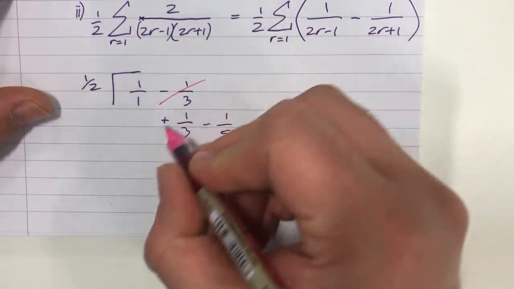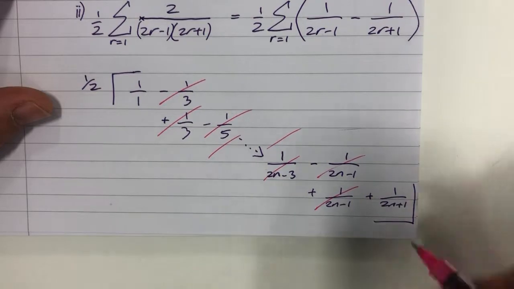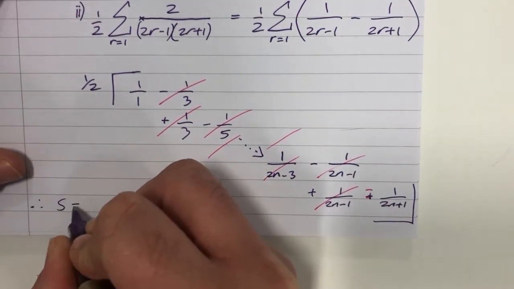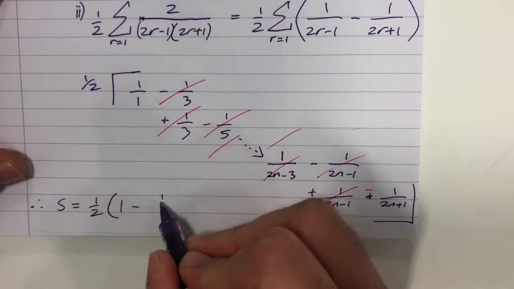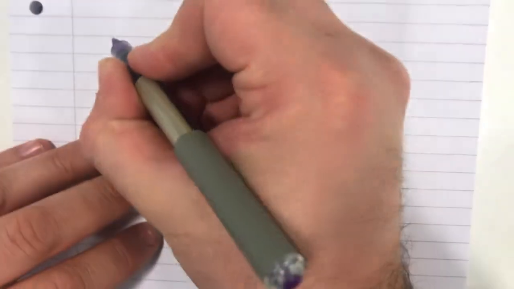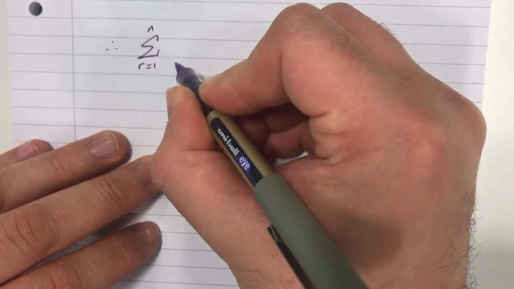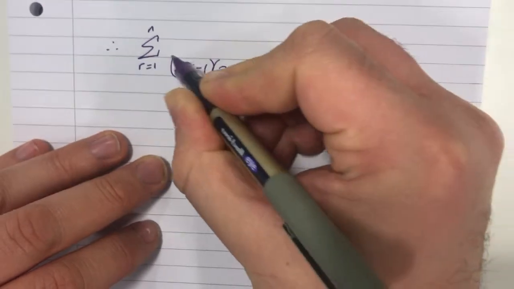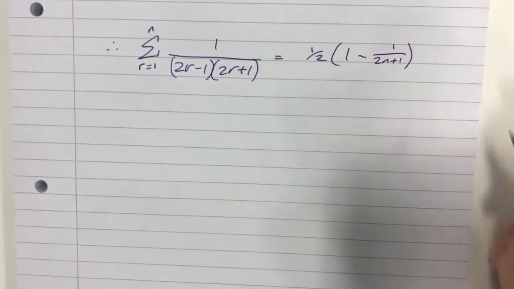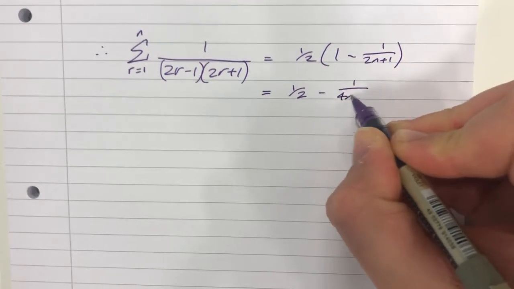And show the cancellation. The third cancels, the fifth will cancel, that will cancel with the previous one, and that will cancel with that one. And we're left with 1 plus, sorry, that should be a minus there. 1 minus that, times a half. So therefore, the series equals a half into 1 minus 1 over 2n plus 1. So just to summarise, therefore, the sum from r equals 1 to n of 1 over 2r minus 1 times 2r plus 1 is equal to a half times 1 minus 1 over 2n plus 1, which equals a half minus 1 over 4n plus 2.